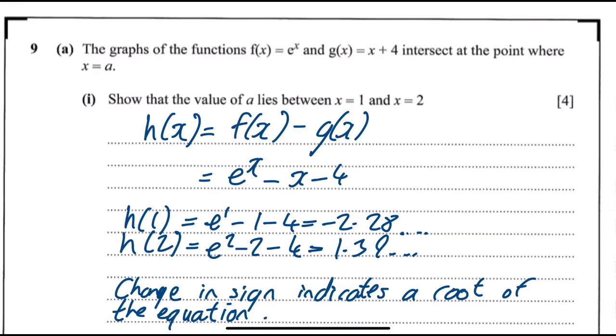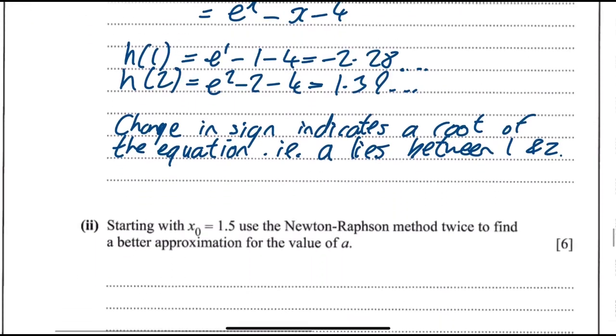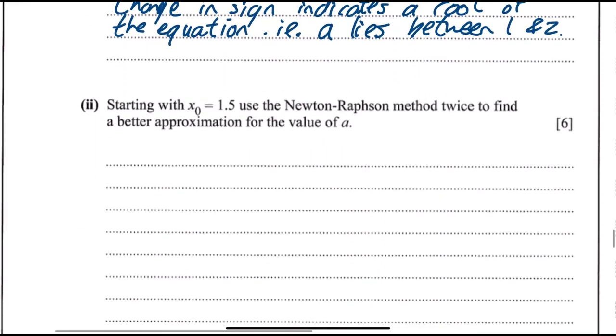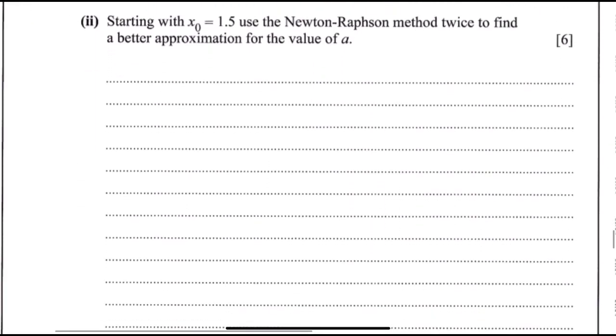So a lies between 1 and 2. Next one is the Newton-Raphson method. The Newton-Raphson method is given to you in your formula booklet. It says starting with x0, so that's your first approximation, 1.5, use the Newton-Raphson method twice to find a better approximation for the value of a.